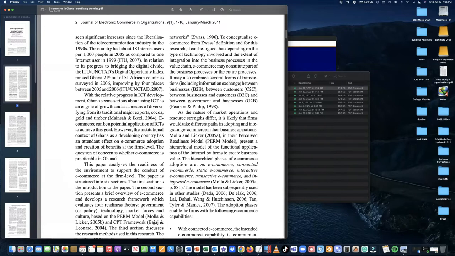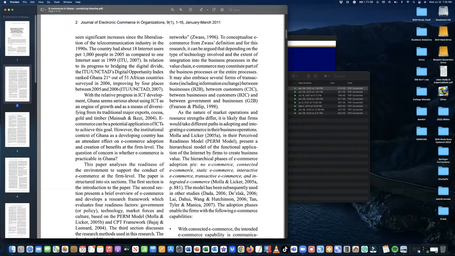Because there are several forms of information exchange: between businesses, B2B; between customers, C2C; between customers and businesses, B2C; and government and business, G2B. That is what means that e-commerce characterizes all of these things. But the nature of the market operations and the resource strength may differ. So firms are likely to take different paths in trying to adopt e-commerce and use it within their business operations.